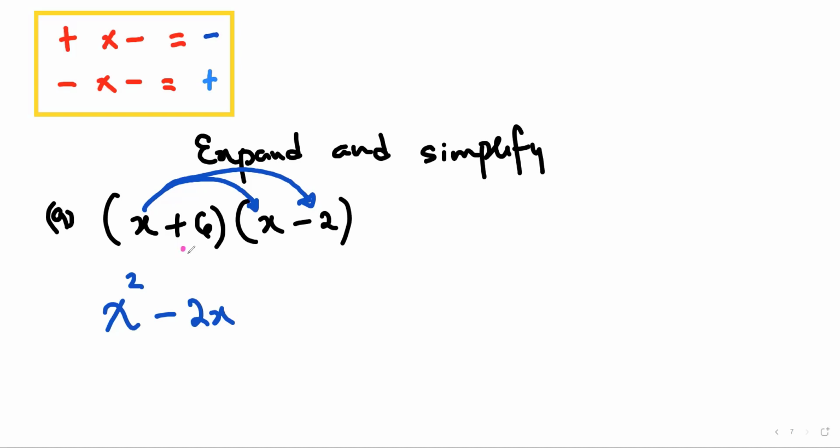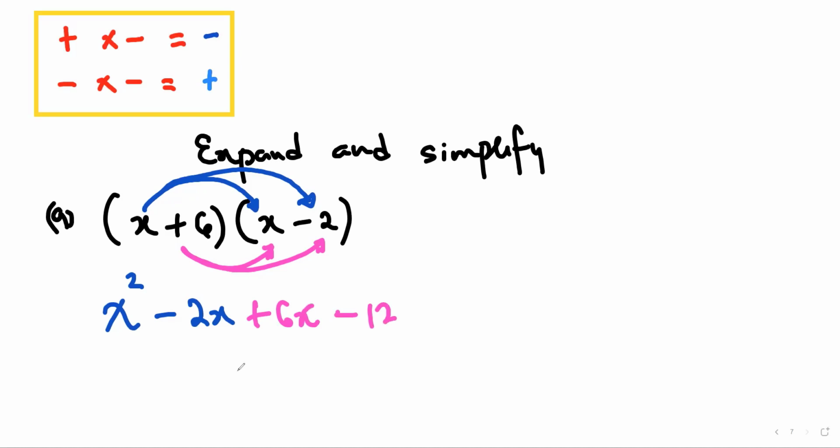Then you do 6 times x. What is it going to give you? Remember, here's a plus, so plus 6 times x is plus 6x. And then what do you do next? Plus 6 times minus 2, which will give you minus 12. Will it give plus 12 or minus 12? Minus 12. So this is what we have after expanding.